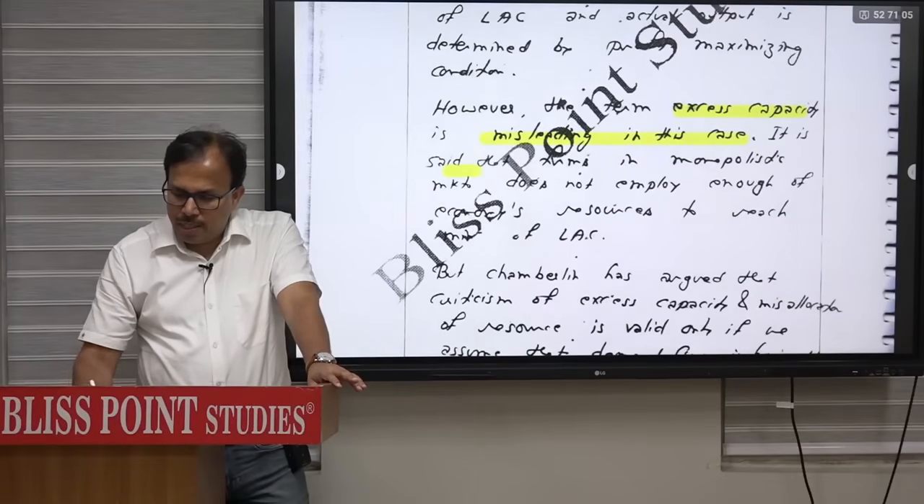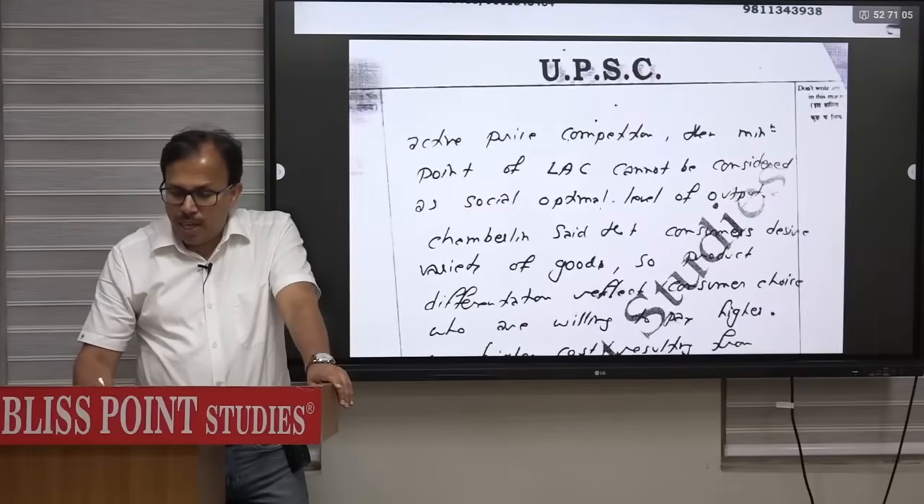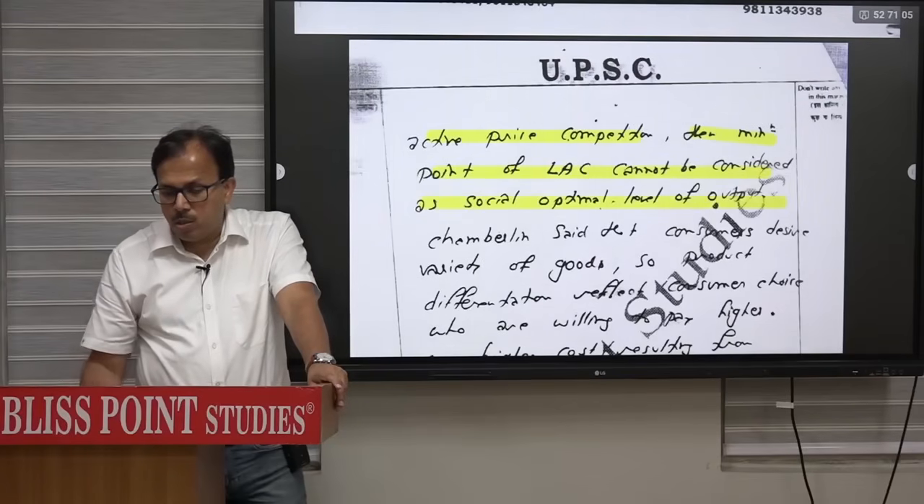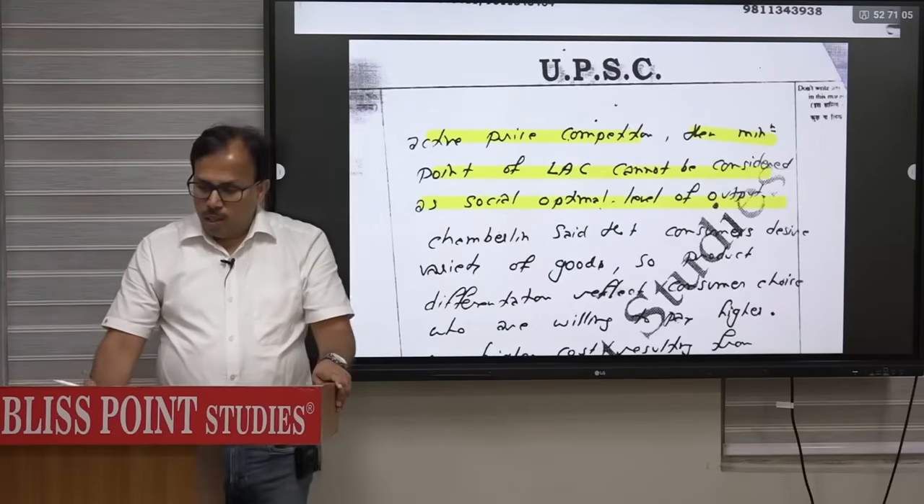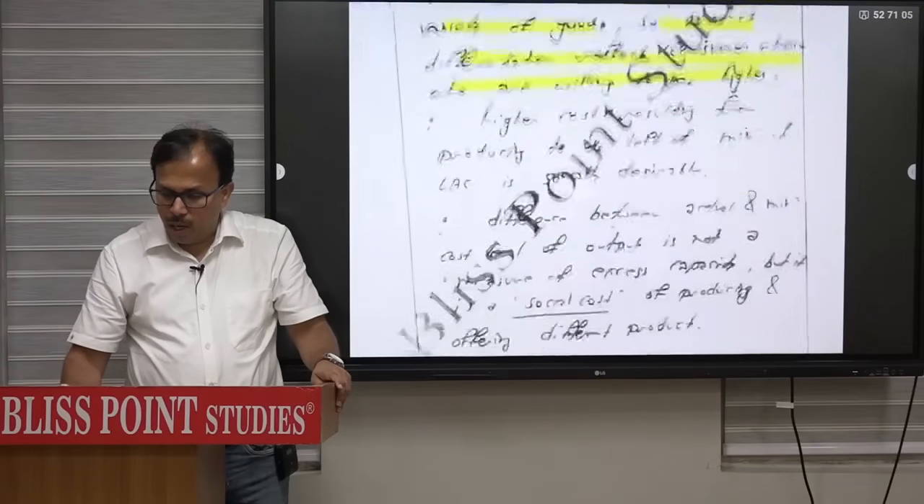In this case, it is said that firms in monopolistic market do not employ enough resources to reach the minimum point of the average cost curve. But Chamberlain argued that criticism of excess capacity and misallocation of resources is valid only if we assume that the demand curve is horizontal. He argued that if the demand curve is negatively sloped and firms are engaged in active price competition, then the minimum point cannot be considered the social optimum level of output. And Chamberlain said that consumers desire variety of goods, so product differentiation reflects consumers' choice, who are willing to pay a higher price.